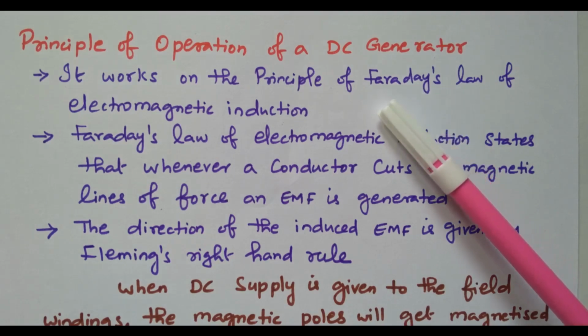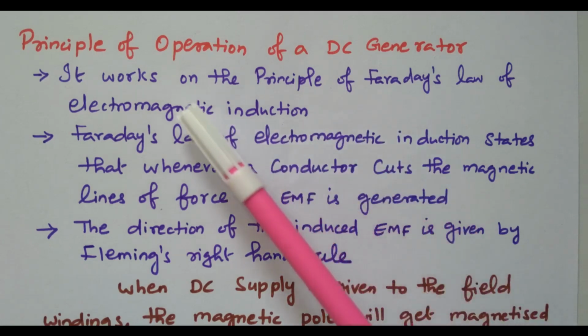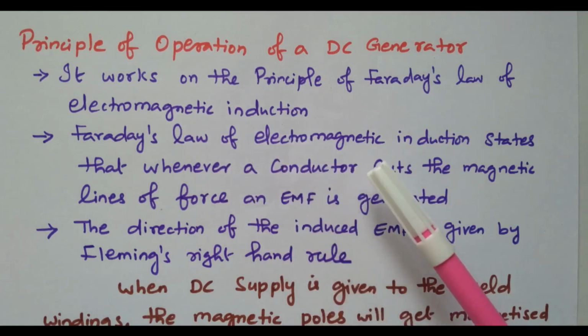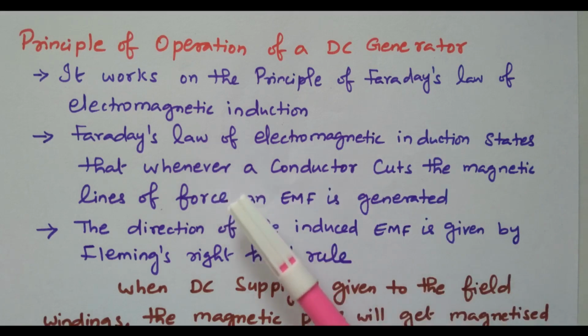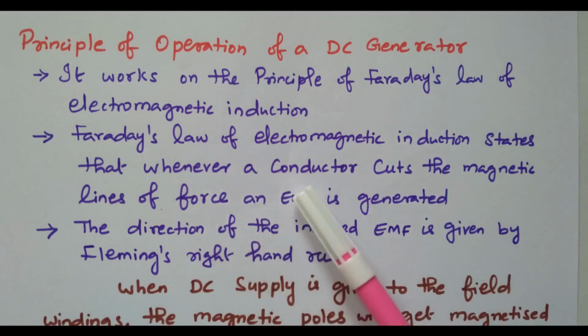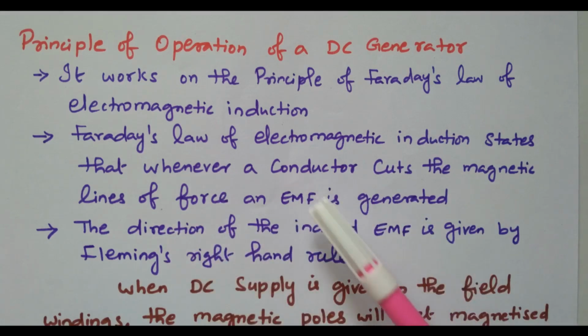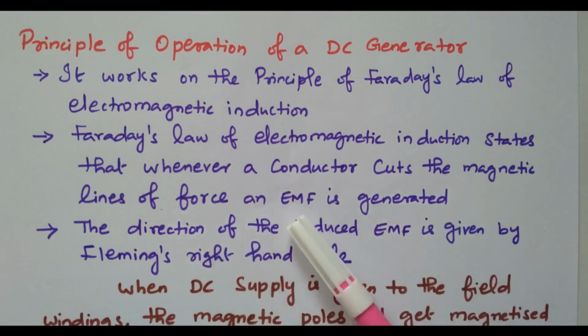Now we will go to the topic. The principle of operation of a DC generator: it works on the principle of Faraday's law of electromagnetic induction. Faraday's law states that whenever a conductor cuts the magnetic lines of force, an EMF is induced. So when the conductor cuts the magnetic lines of force, EMF will be generated.